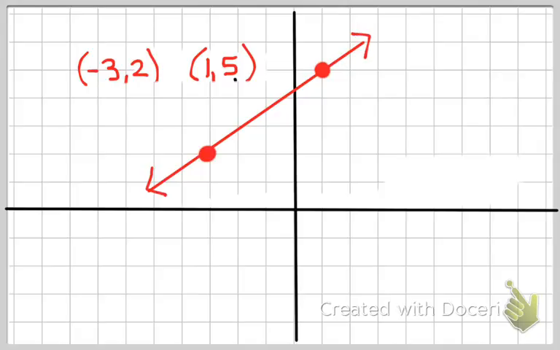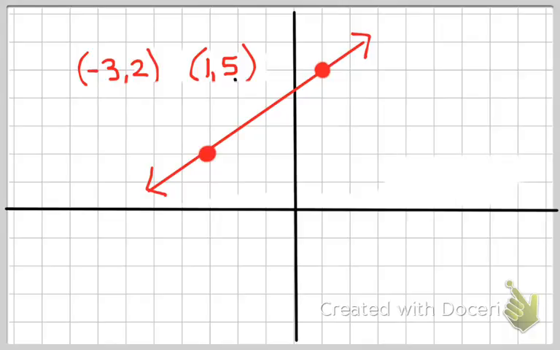Now think about last year when we had our little truck friend. Is our truck going to go up the hill or down the hill? Up the hill. Good. So we can see, obviously, that this is a positive slope. So let's use our rise and our run.